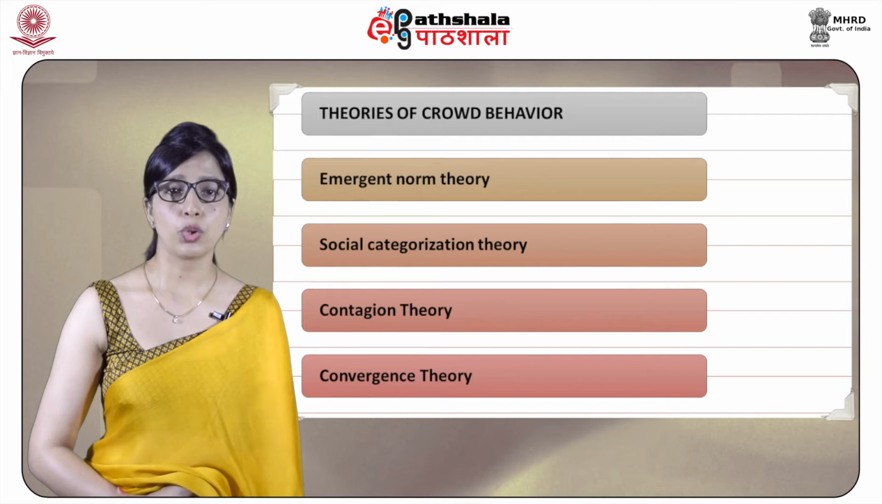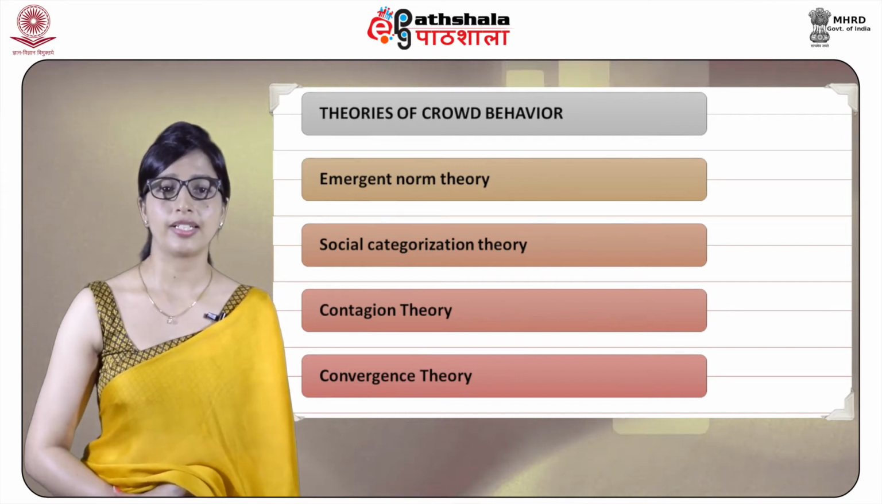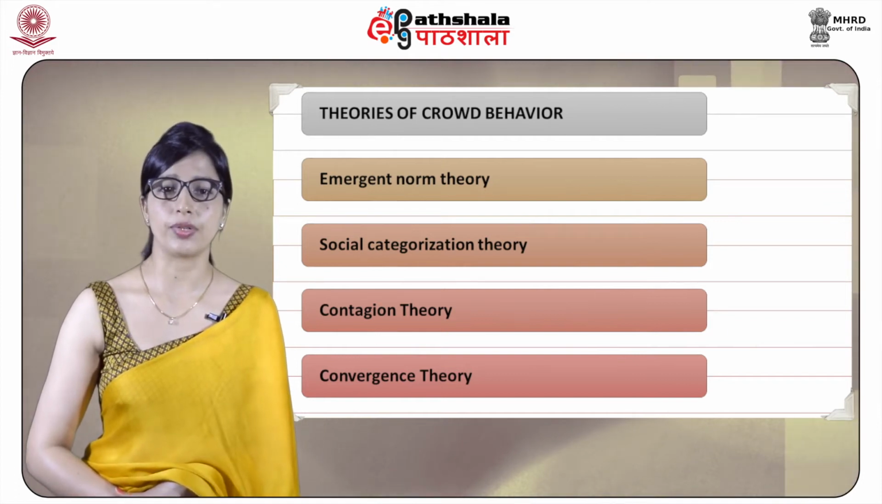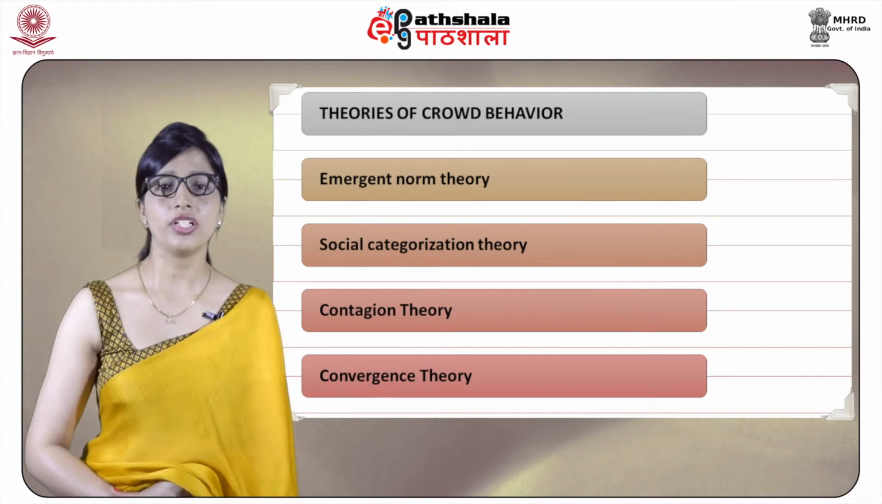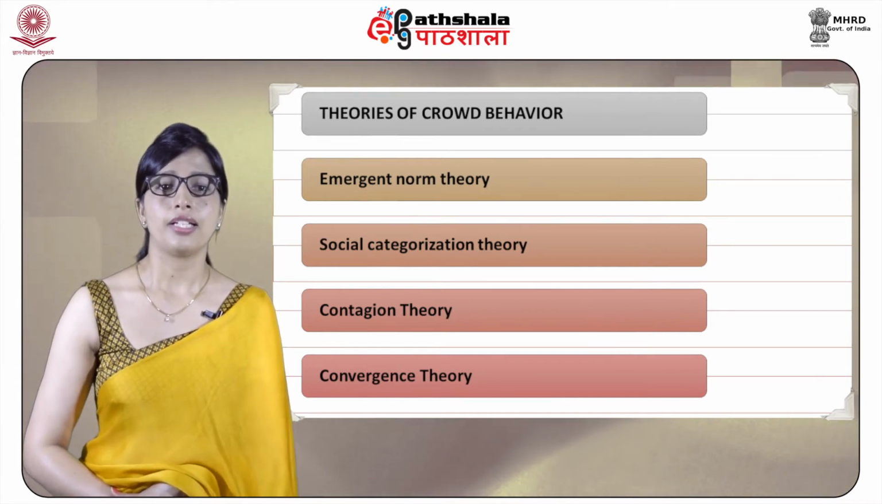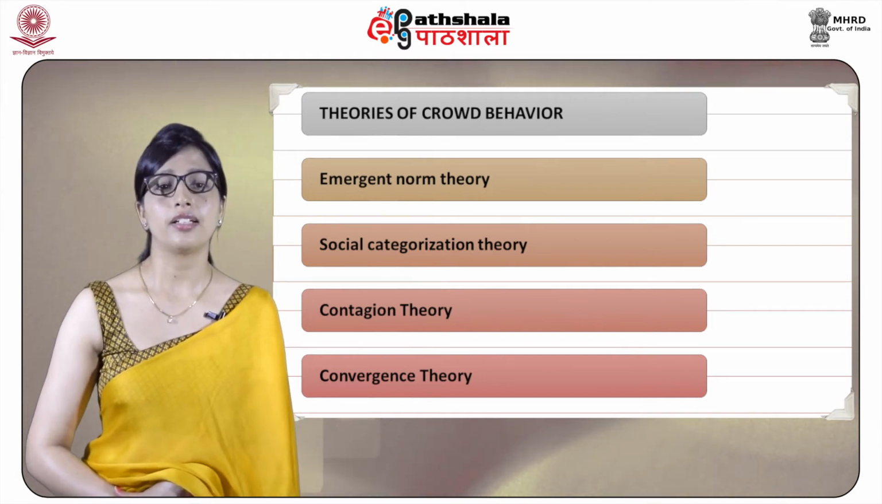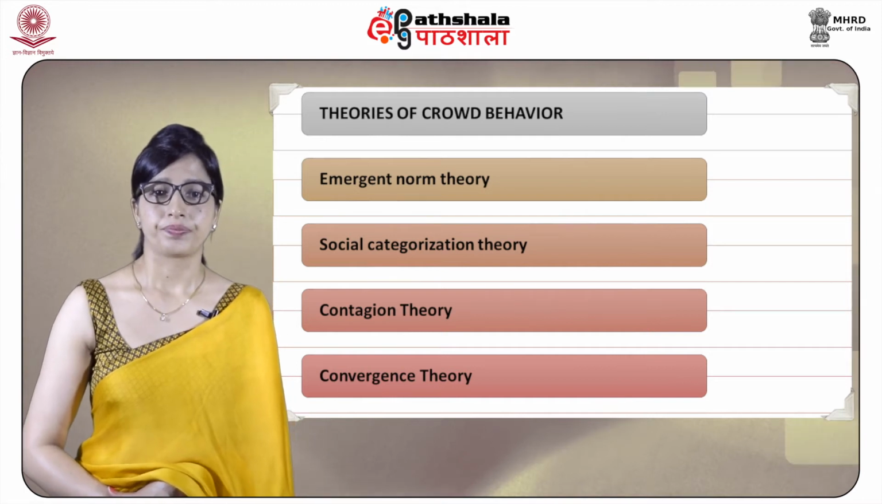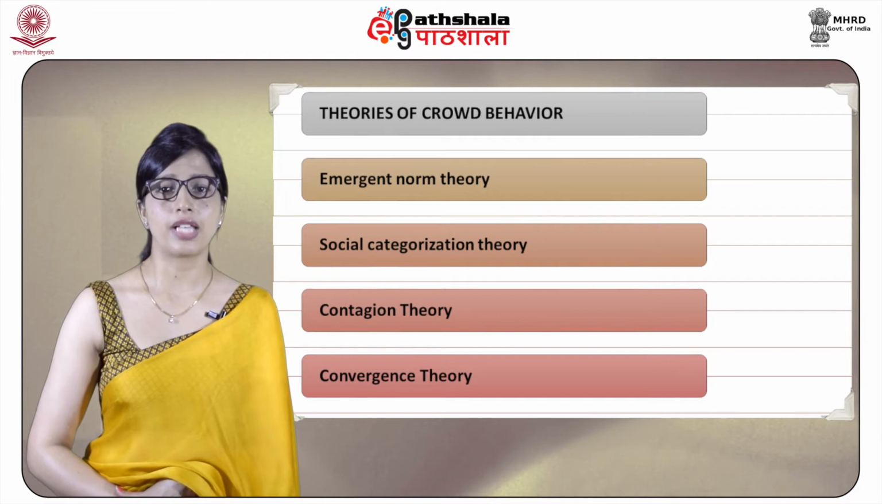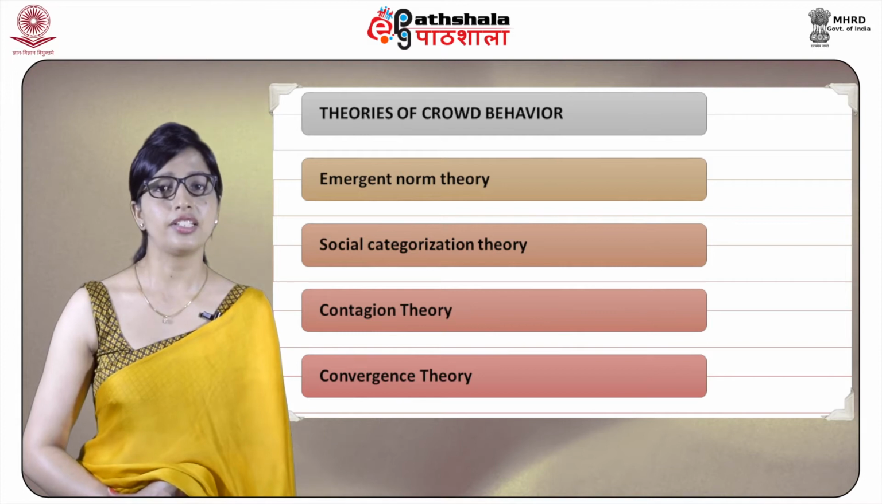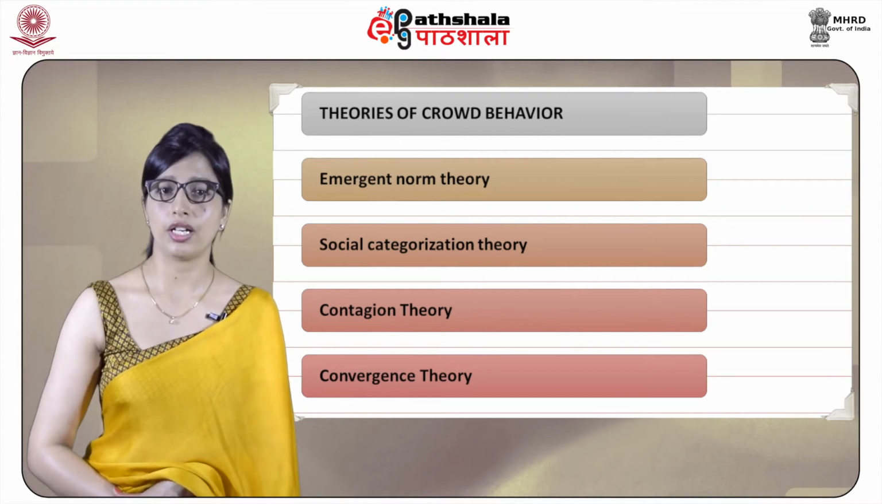In at least two ways, emergent norm theory takes a middle ground between contagion theory and convergence theory. As should be clear, emergent norm theory views collective behavior as more rational than contagion theory does, but it also views collective behavior as less predictable than convergence theory does, as it assumes that people do not necessarily already share beliefs and intentions before they join a crowd.